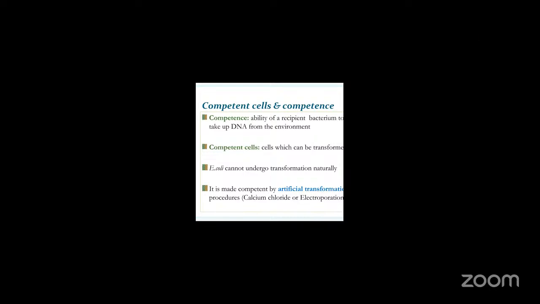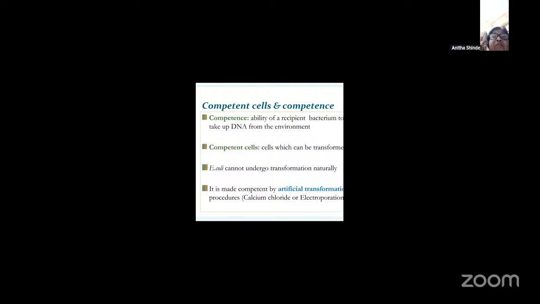You have to induce artificial transformation because it does not undergo the transformation by natural phenomena. So it has to be done by artificial transformation. So this is all regarding the transformation experiment. Remember, students, competent cells and competence.